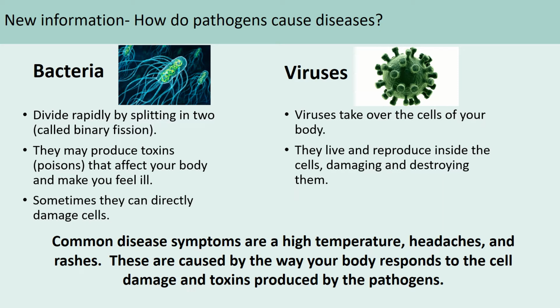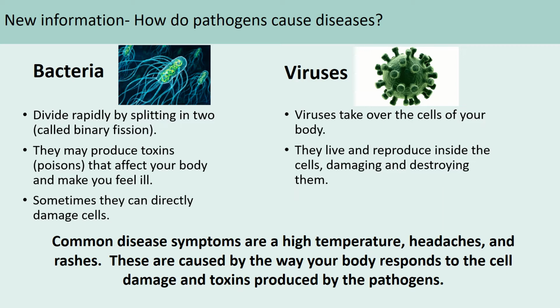Now, bacteria divide very quickly. And the way that they do that, kind of like with mitosis, is you start off with your single cell, and then it will split into two pretty much identical cells. And it's called binary fission, bi meaning two, so binary fission.